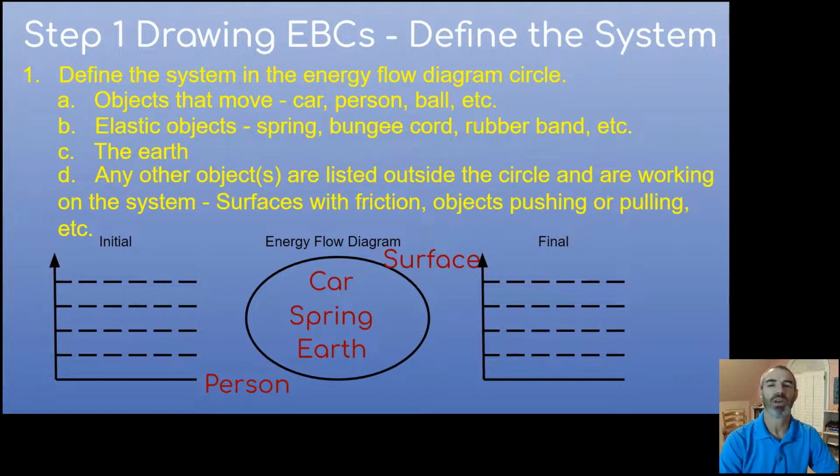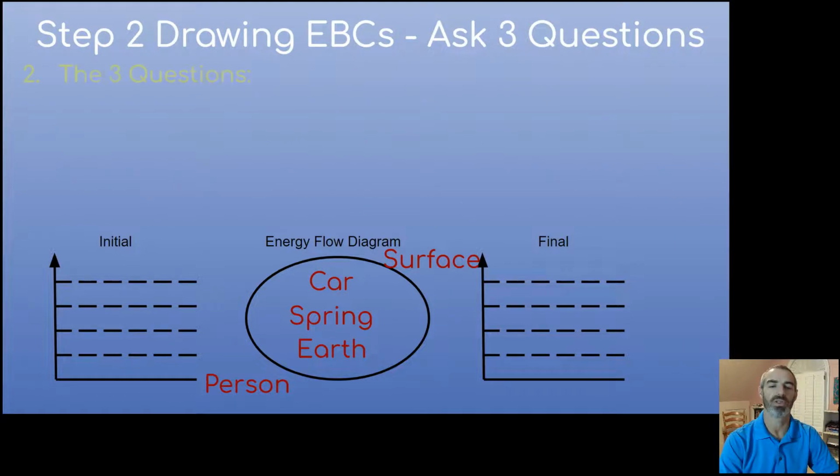Step two, we're going to ask ourselves three questions for the initial situation. Is there an object moving? Well, if the object is moving, then we're going to have kinetic energy and we're going to draw a bar. Based on the heights of the bar, it doesn't matter. It's a qualitative representation of the bars. What matters is at the end when we compare them.